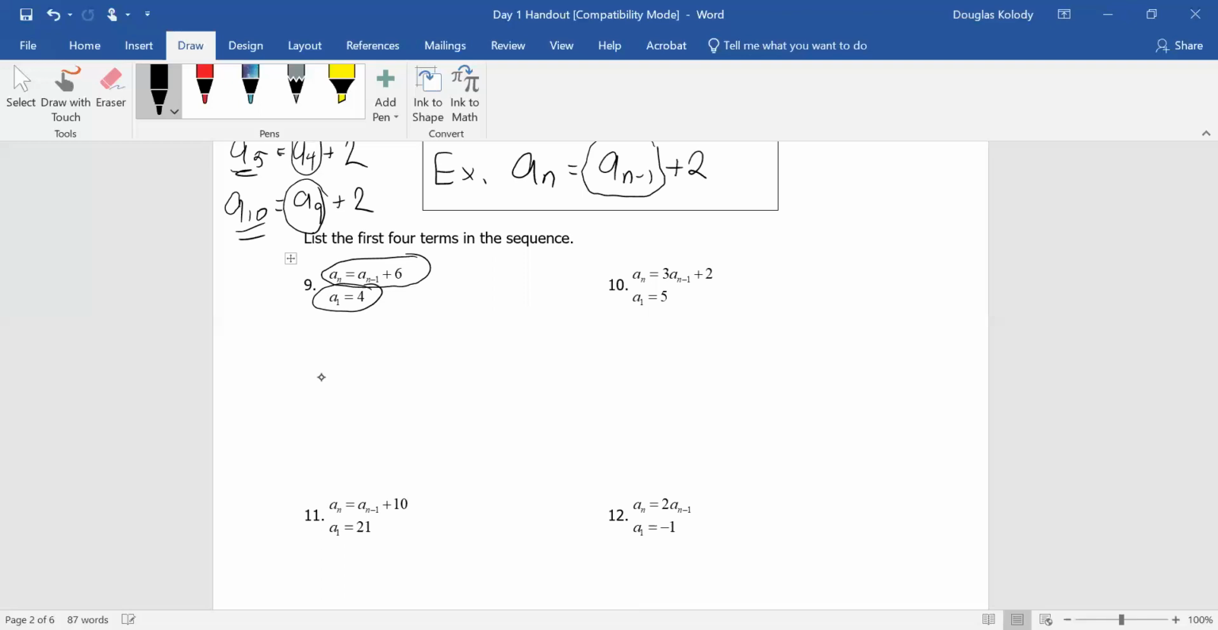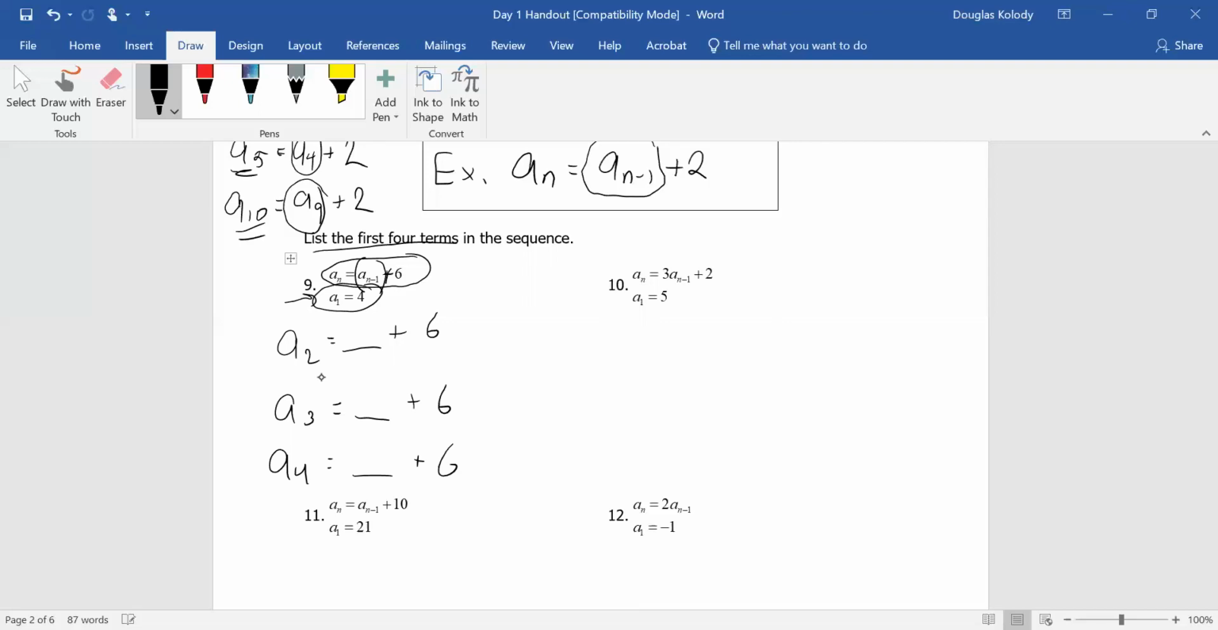So if I want to find the first 4 terms of the sequence, I already have the first term. A sub 1 is the first term. If I need to find A sub 2, A sub 3, and A sub 4, let's do that. So this A sub n minus 1, I don't even see A sub n minus 1. You know what I see? I see previous term. So it's the previous term plus 6, the previous term plus 6, and the previous term plus 6.